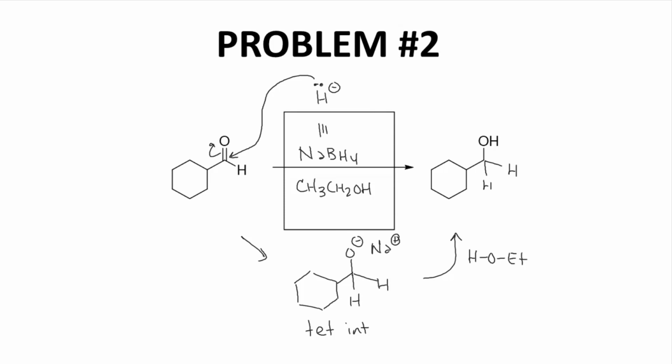Normally we have to wait for this. This is a second step, but in this case we have ethanol present. That's a protic solvent, and it's capable of protonating our alkoxide to give our alcohol as a product. So in this problem, we were given the starting material and product, and we had to figure out what was the nucleophile that was added, and that came from sodium borohydride.